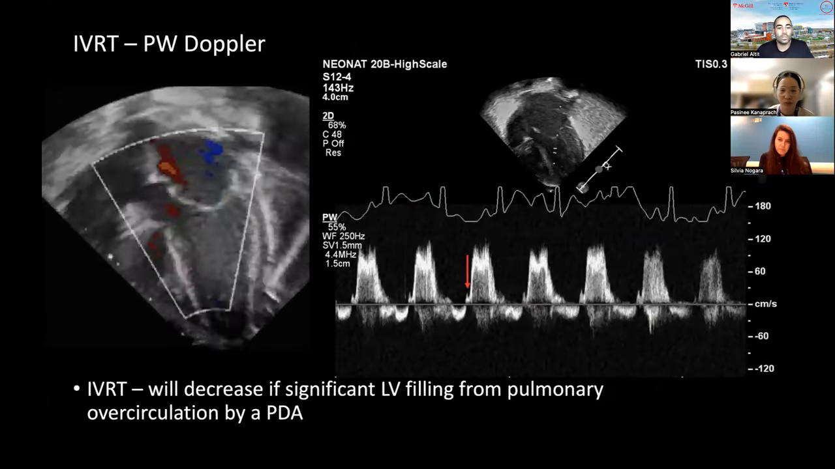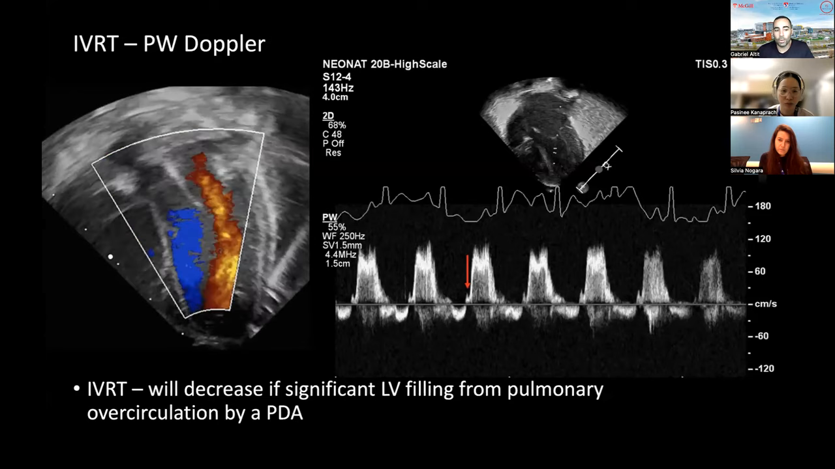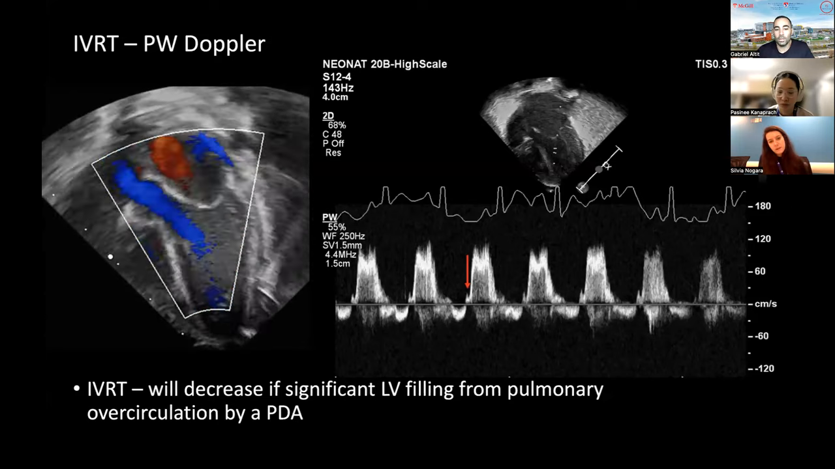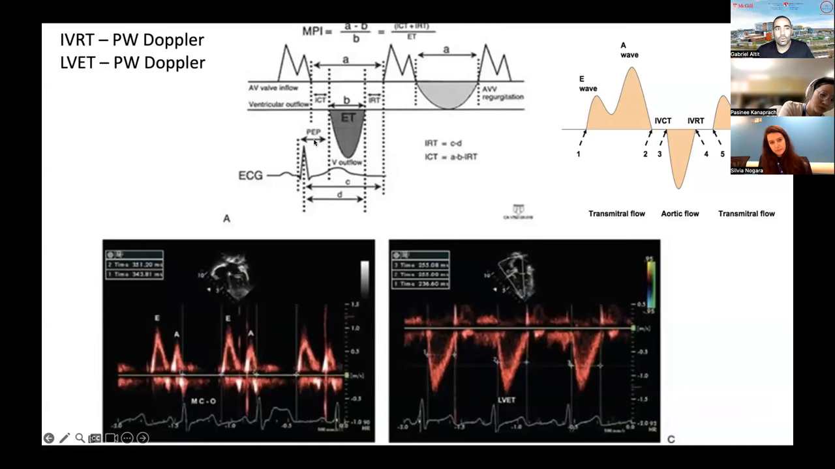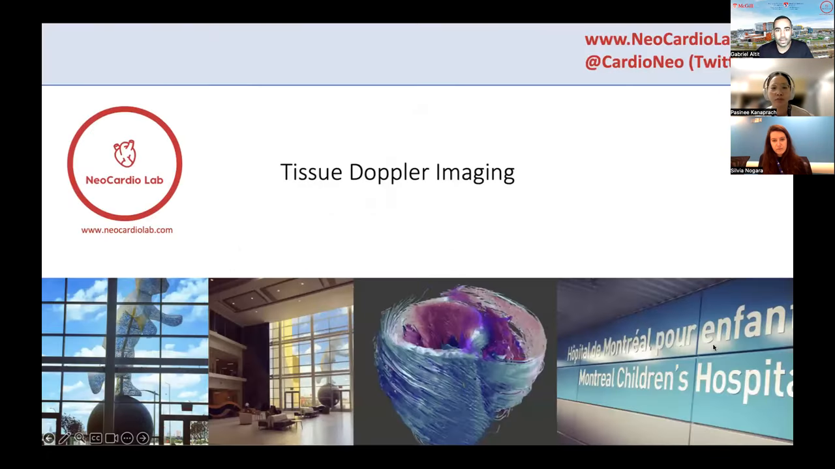And we know that the IVRT will start decreasing if there's significant LV filling from pulmonary overcirculation, especially when you have, for example, a big left-to-right shunt by the PDA. Okay, so this is our graphic representation where you get your ejection time, your ejection, and then you get your filling. This is your ejection, this is your filling, and this time duration is the isovolumetric relaxation time, and what's happening before that is the isovolumetric contraction time, so IVCT and IVRT. And we can use these markers to calculate something called the myocardial performance index, or the Tei index.